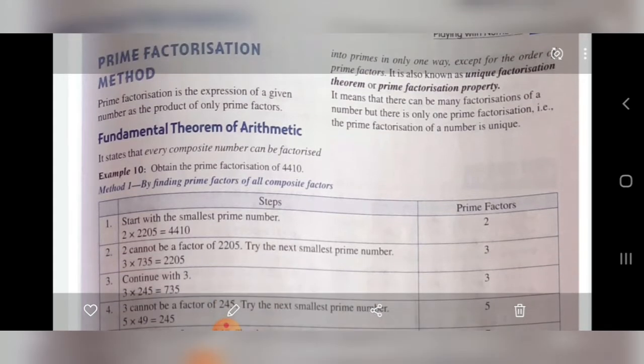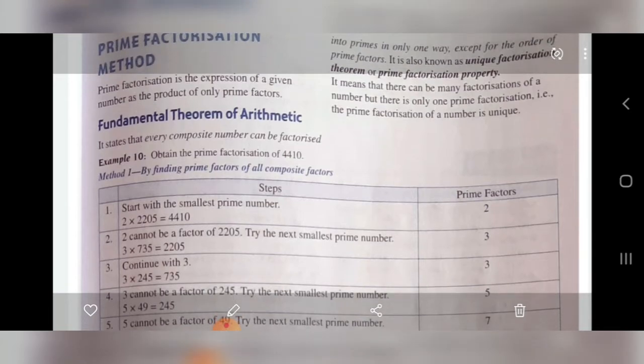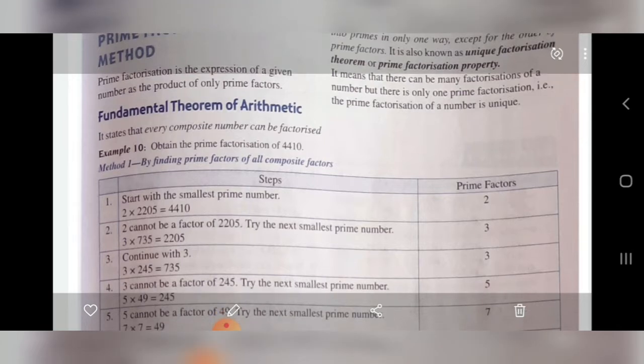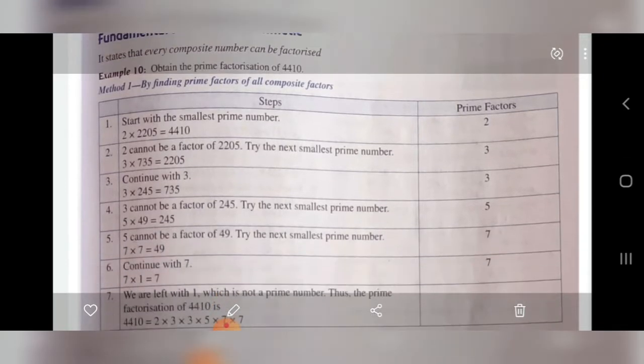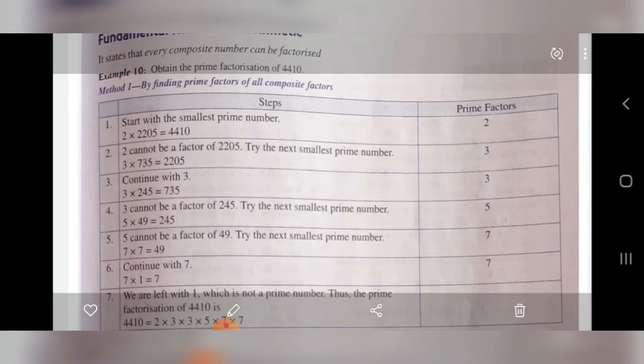Now prime factorization is the expression of the given number as the product of only prime factors. So what you are going to do, the given number, you are going to obtain its prime factors. So how you will obtain that we are going to understand today. Here there are three methods given in your book, but all the methods are one and the same only.